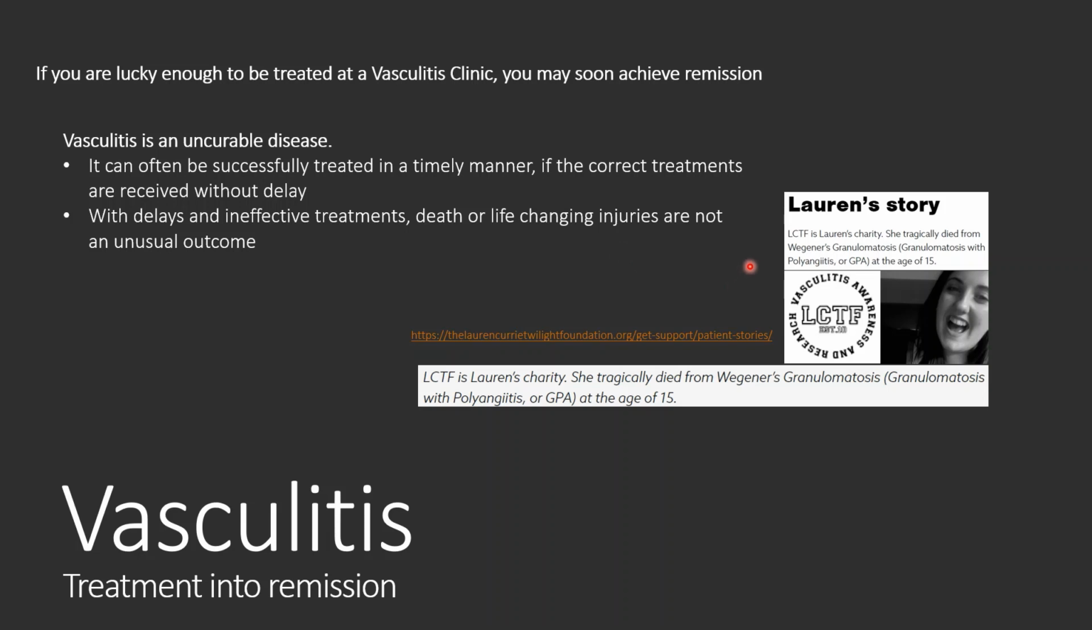Here's a story of Lauren's background. She didn't make it past the age of 15. Managed to contract a type of vasculitis called granulomatosis with polyangiitis. Her parents set up a charity in Scotland for vasculitis under her name, the Lauren Curry Twilight Foundation.